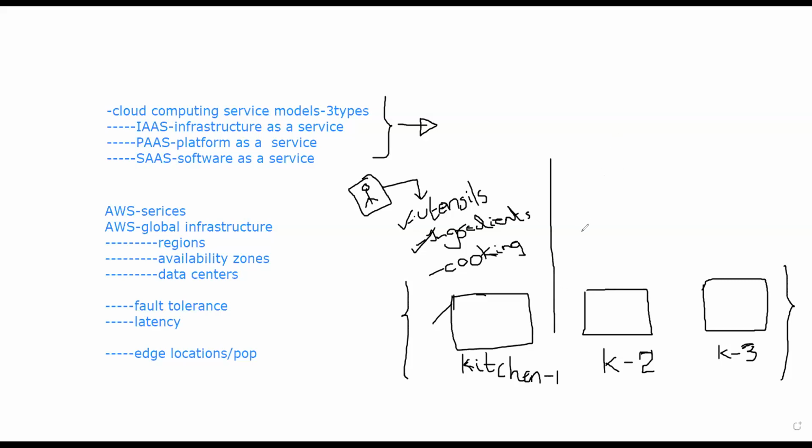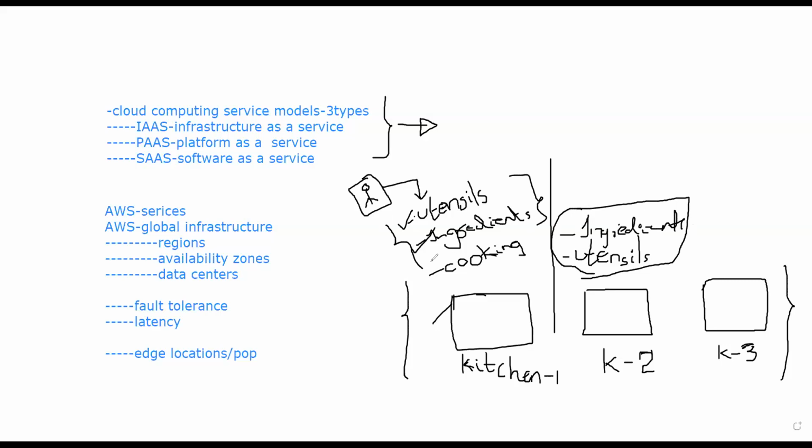If I go to kitchen two, it says that you are not responsible for the utensils. We will take care of your utensils, we will provide the utensils to you, and we will provide the ingredients. It means we are responsible. Kitchen 2 is saying, Sai, you need not do this, because picking your own utensils and ingredients and then starting cooking takes a lot of time and a lot of responsibility.